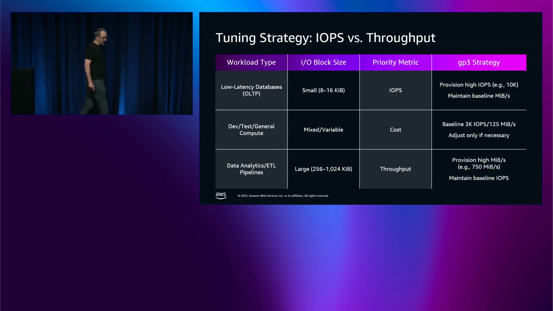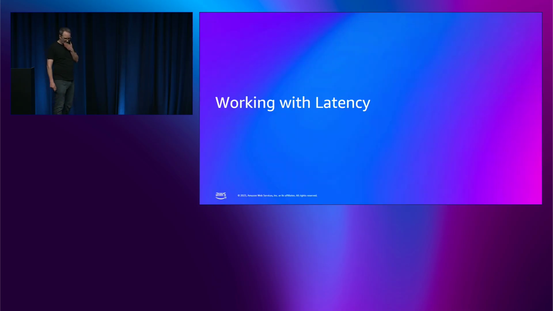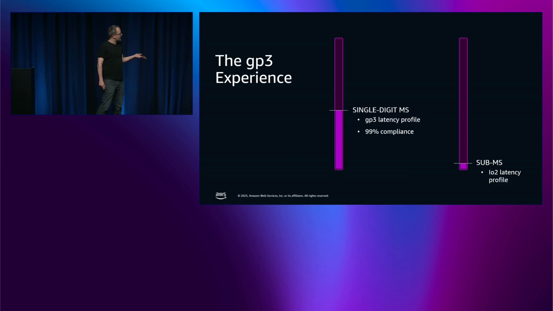So let's talk a little bit about performance as measured by latency, because of course performance is more than IOPS and throughput. Controlling latency is really important. So I monitor latency extensively. It's the thing in EBS that is kept constant. So your experience from a latency perspective is the same, no matter where you are in that range of gp3 volumes. gp3 experience we talk about as a single-digit millisecond experience with 99% compliance.